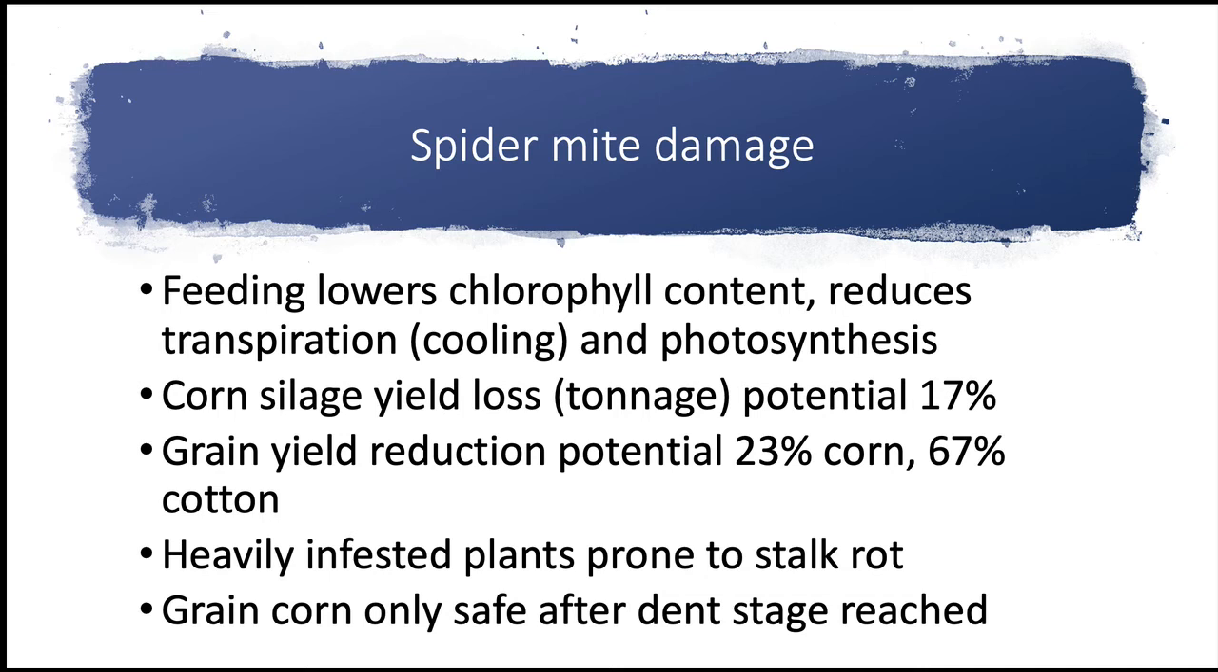For corn silage, we have seen through studies that we can have about 17% loss in our tonnage. For grain, we can expect yield losses of 23% in corn and cotton losses of 67%. Heavily infested plants are also prone to lodge. And for grain corn, there's not any more damage once the corn is in the dent growth stage. There will not be any more yield loss for the grain yield.